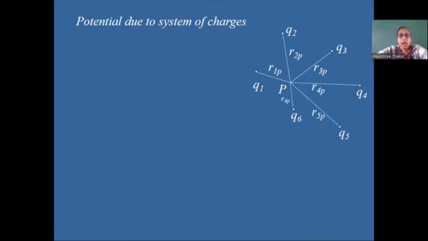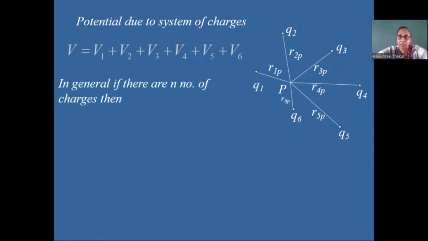Right? So now, what will be the electric potential at point P due to Q1? Say it is V1. Let me consider the electric potential at point P due to Q2 as V2. Then the electric potential at point P due to Q3 is V3, and so on, V4, V5 and V6. So the total electric potential at point P will be the sum of all these, because we have understood that it also obeys the superposition principle. So V will be equal to V1 plus V2 plus V3 plus V4 plus V5 plus V6. Now suppose there are n charges. In general, V will be equal to V1 plus V2 and so on plus Vn.